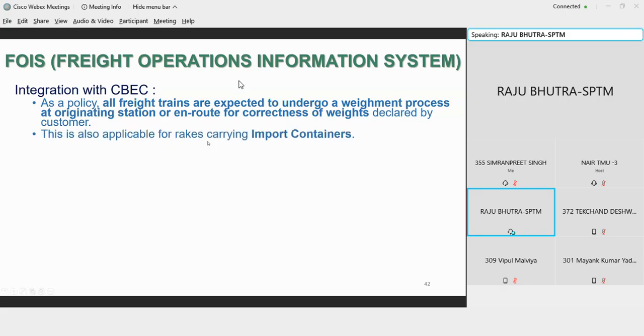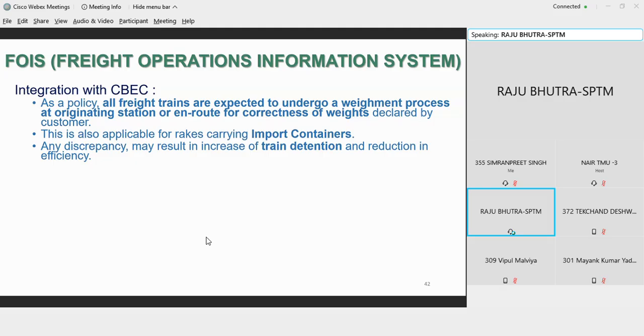This is also applicable for rakes carrying import containers. Any discrepancy may result in an increase of train detention and a reduction in efficiency. So if there is any discrepancy between the weights written in the forwarding note and actually measured at a weighbridge, then it will lead to train detention. Some commodities will be required to be unloaded, penalty will be imposed, etc. So it will reduce the efficiency.